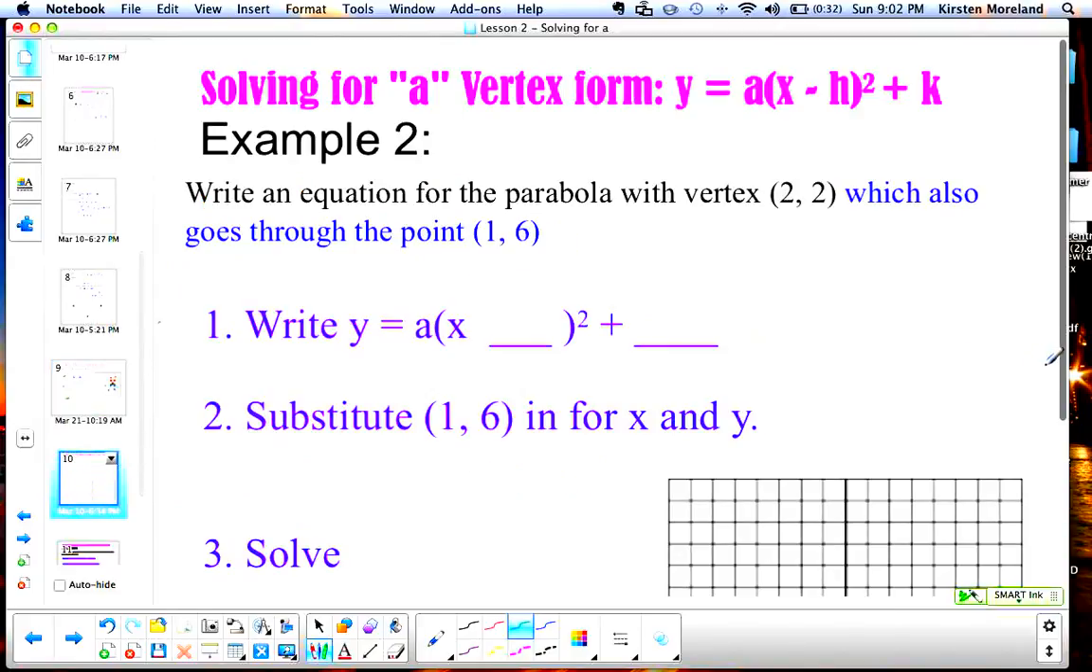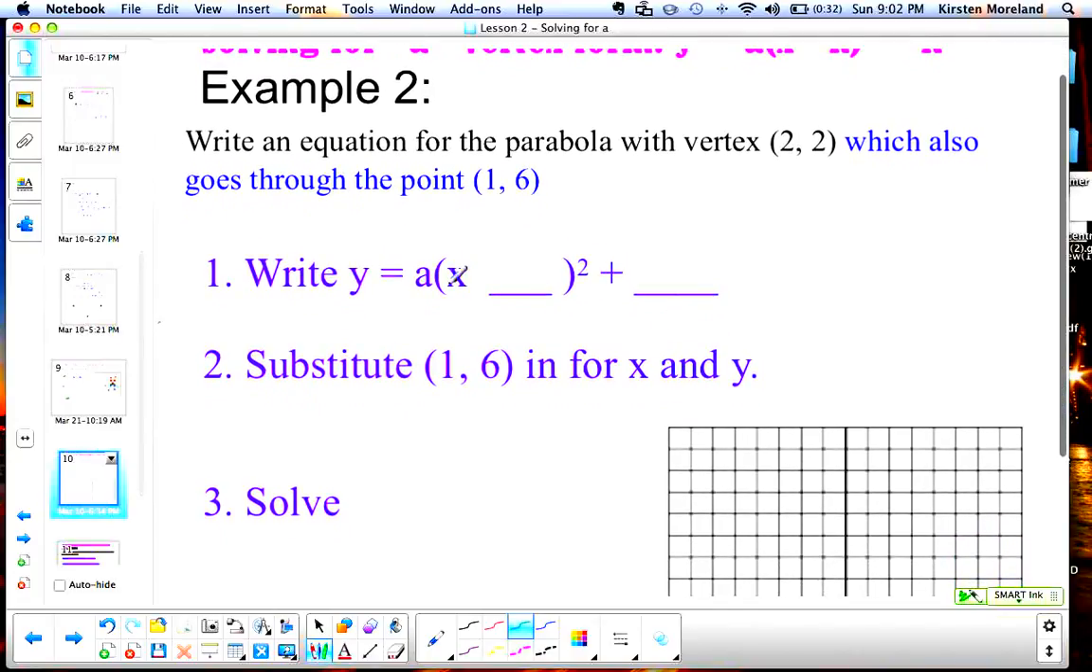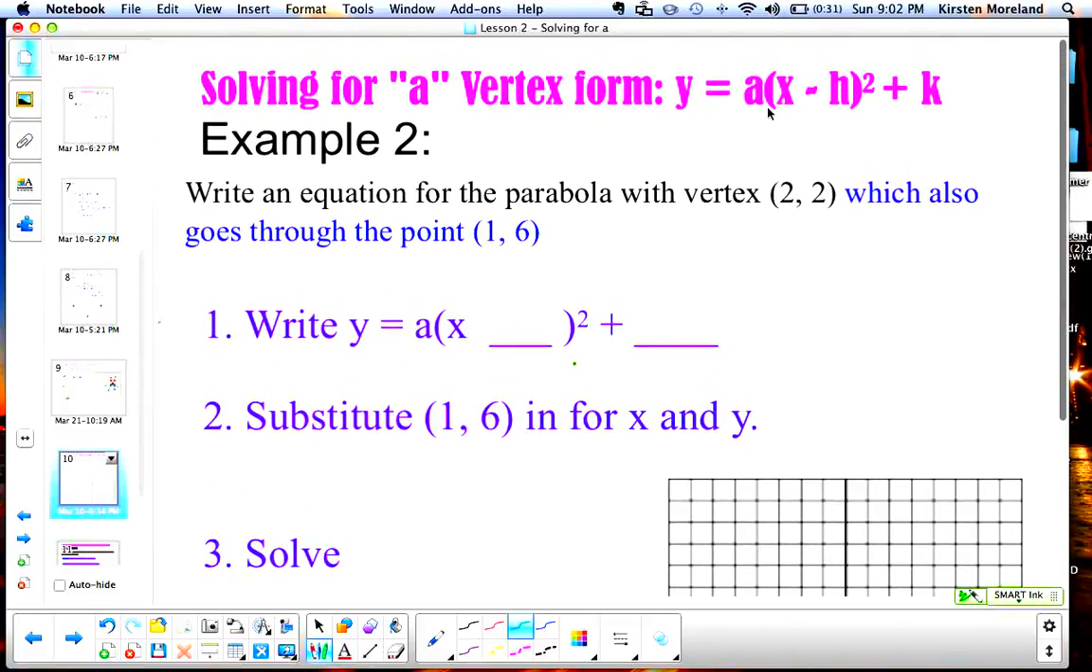So it says, write an equation with a vertex of 2, 2, and also goes to the point 1, 6. Notice I've changed up our format here because we're now writing it in vertex form, which if you remember is right up here. Y equals a, which is just our stretch factor, x minus h squared plus k. Remember, inside is opposite. It goes left, right. Outside is actually up or down. Okay, so I'm going to write y equals a parenthesis x minus 2 because it's really a positive 2, which means it went right 2, and it also went up 2.